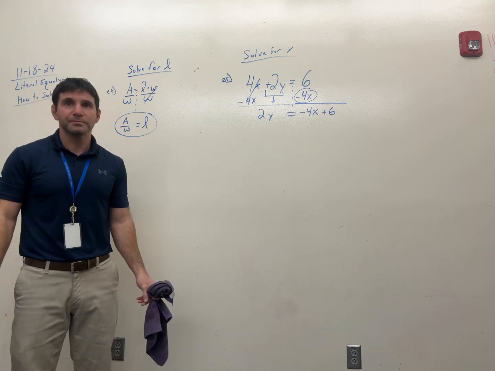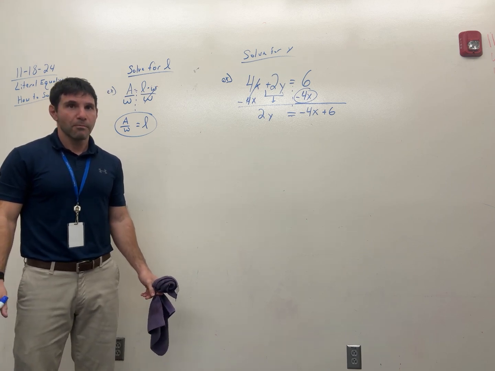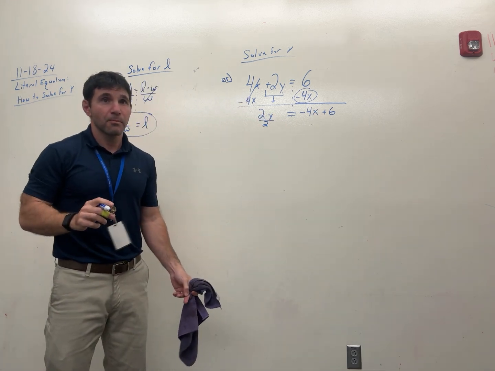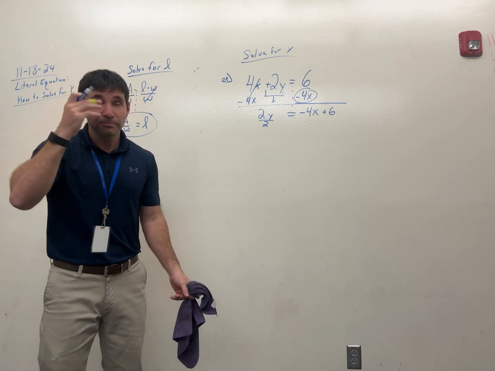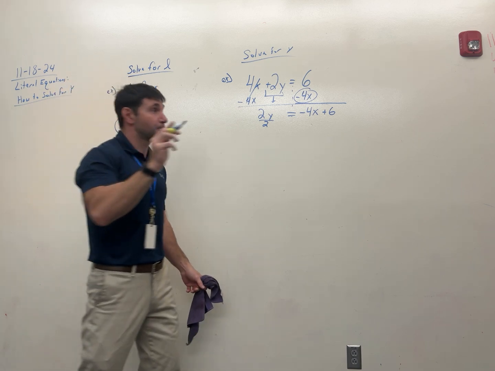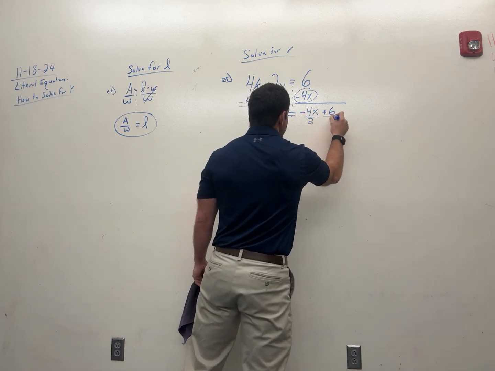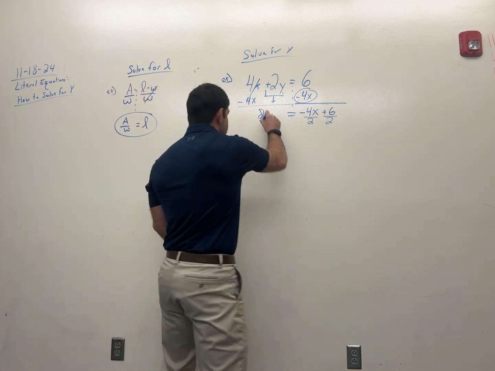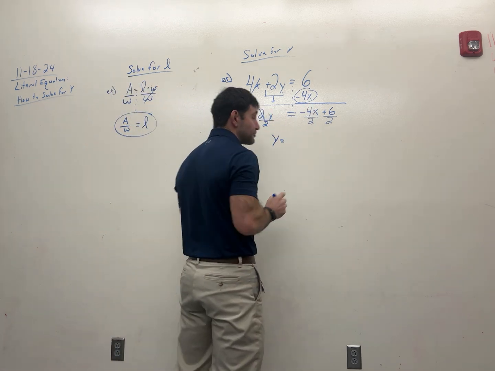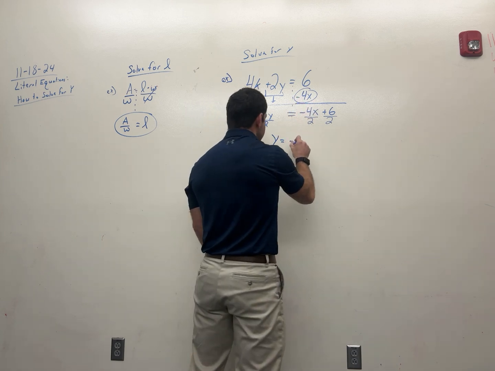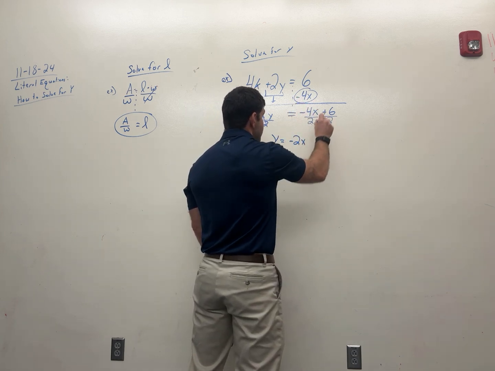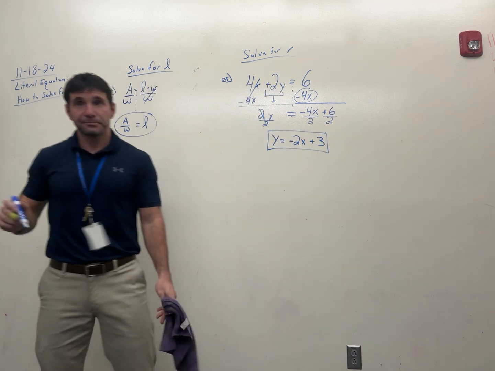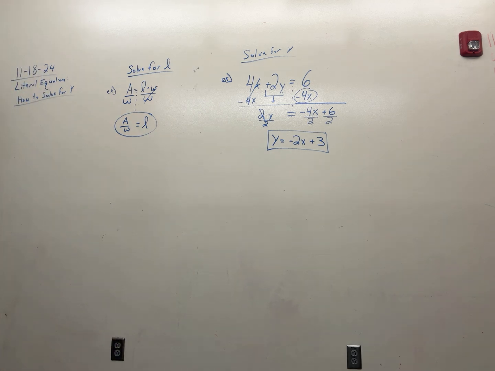How do I get y by itself? By 2. So I divide this side by 2. What do I divide over there? Everything. When we divide everything, I want you to divide each individual thing by 2. 2 divided by 2 is 1, 1 y. Negative 4 divided by 2 is negative 2x. 6 divided by 2 is positive 3. If you didn't copy this, copy it now.